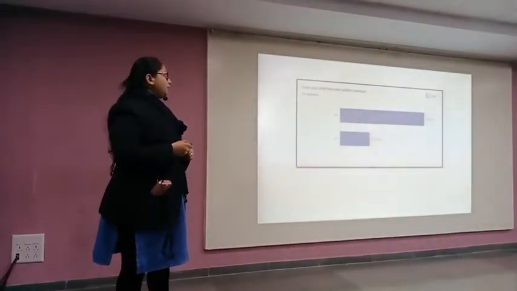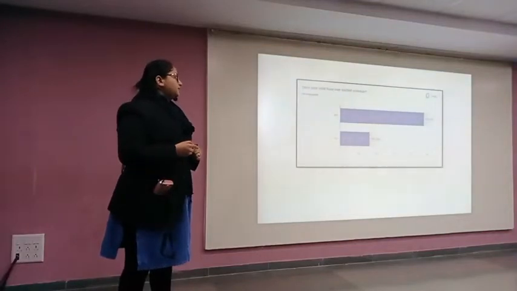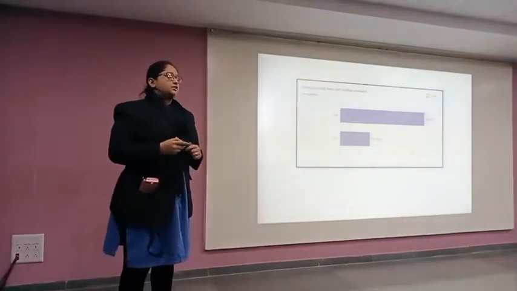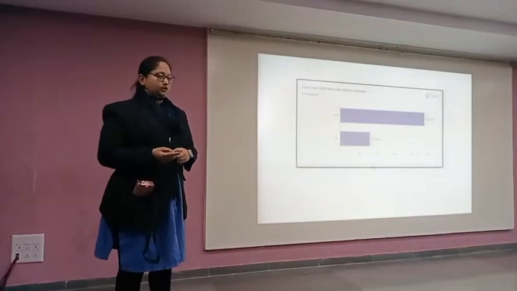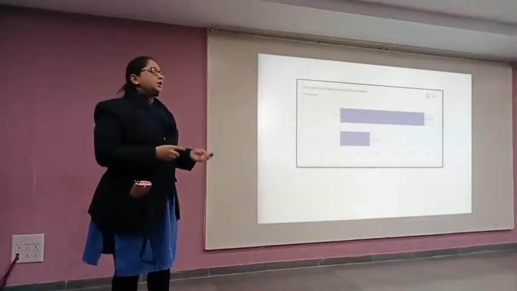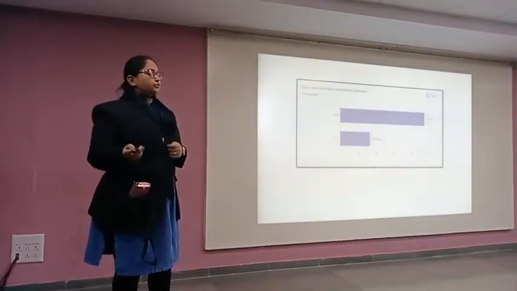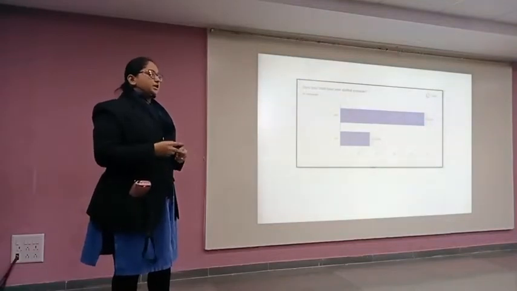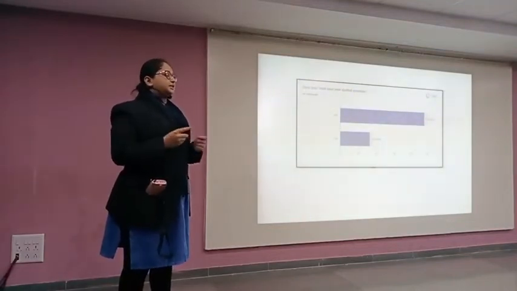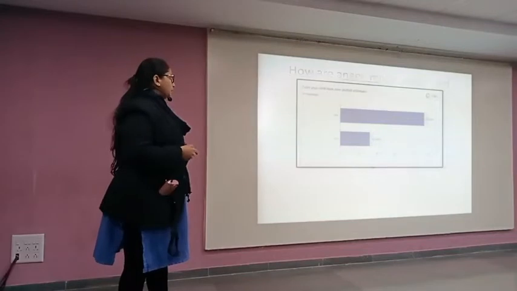Does your child have an overshift schedule? Yes, that is 75%. Nowadays school timings are 7:30 to 1:30. After they reach home, taking lunch, they go for tuitions. And in the evening they have co-curricular activities, swimming, dancing and other activities.